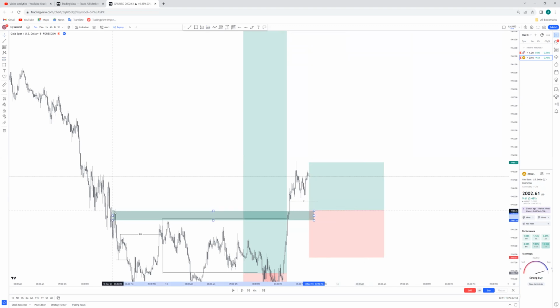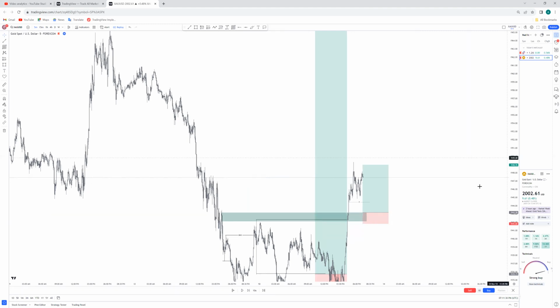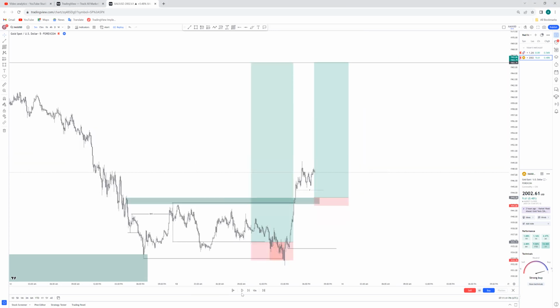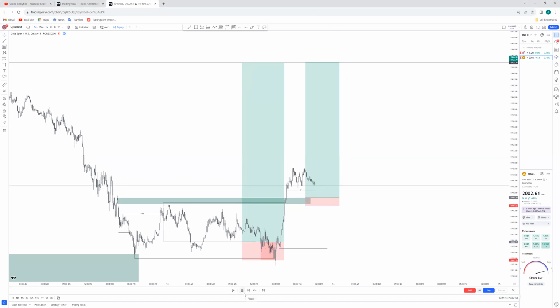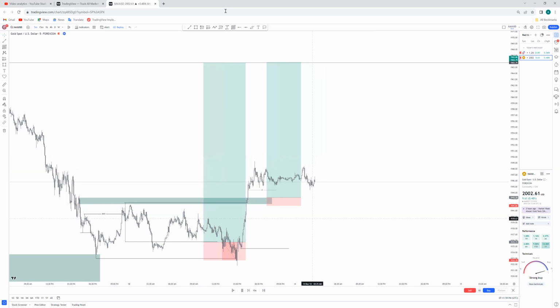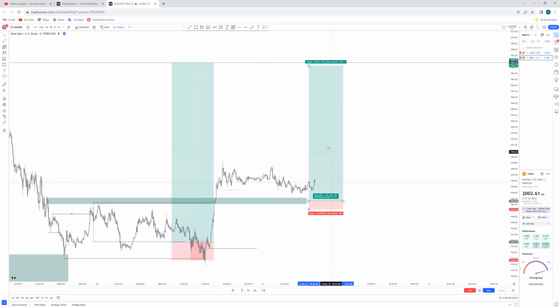Still targeting the same range, the same TP. I'm trying to rush because of our time. So I'm going to wait till we reach 20. After 20, I'll stop. So let's see. All right. Price is already approaching the point of interest.